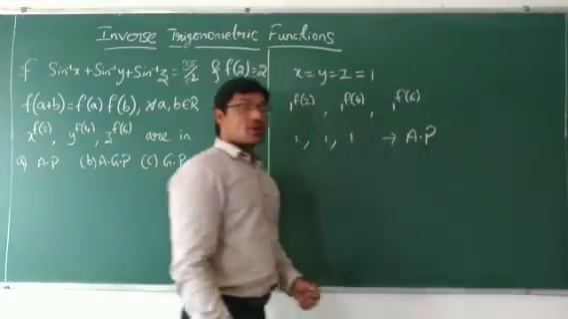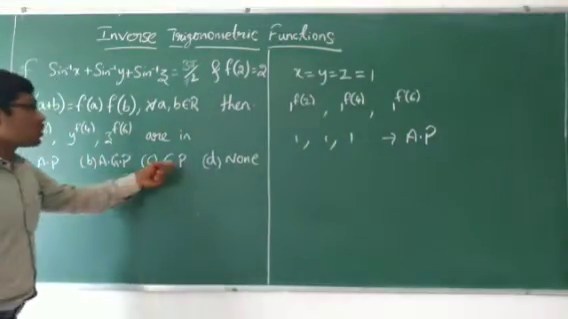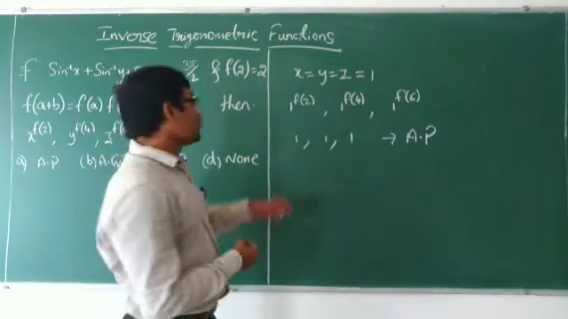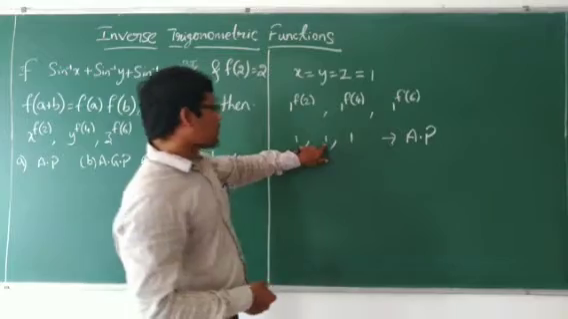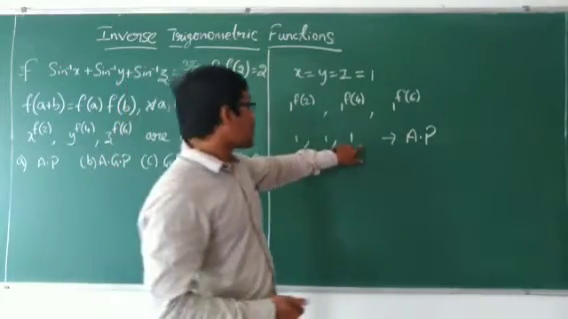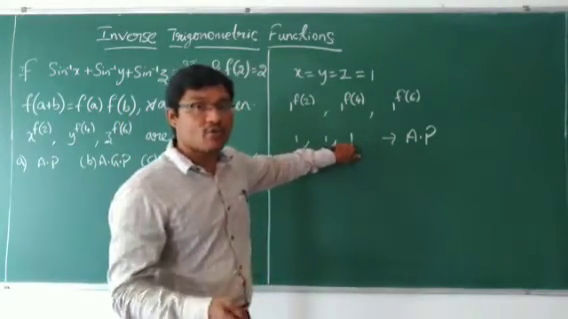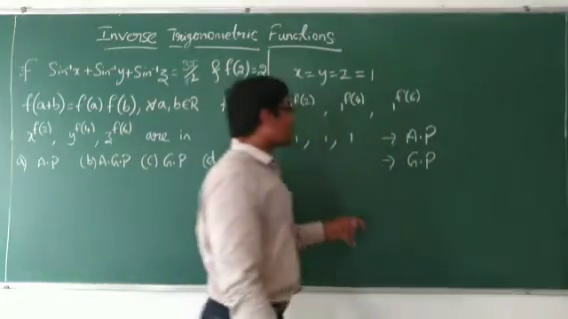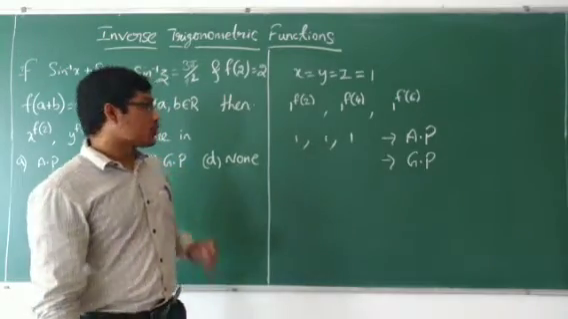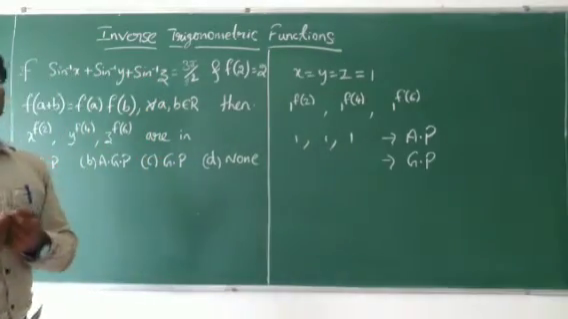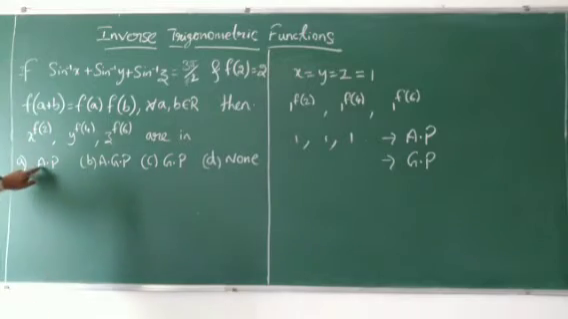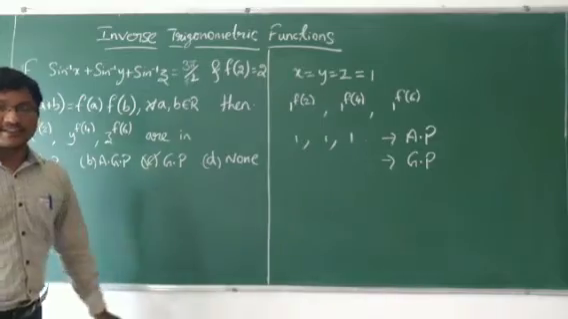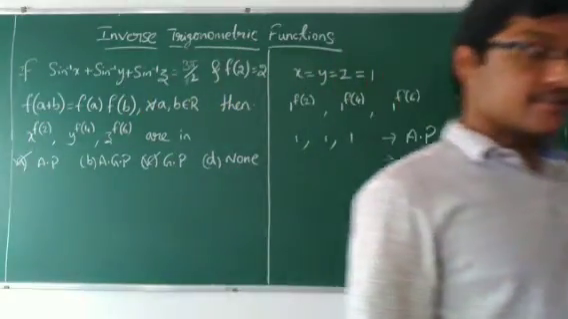arithmetic progression. Now check whether this satisfies geometric progression. What is geometric progression? The common ratio must be the same. What is the common ratio of these two terms? The common ratio of these two terms is 1. The common ratio of these two terms is also equal to 1. So this condition is satisfied for geometric progression also. So this is a multi-answer question. You have two options for this, option A and option C.